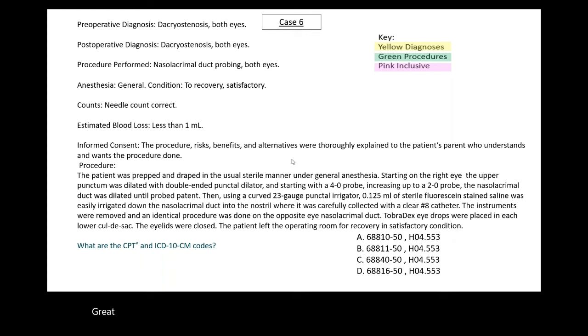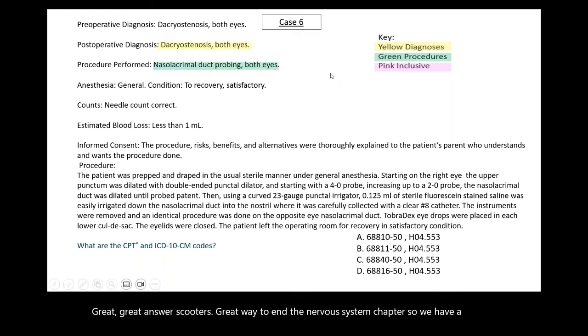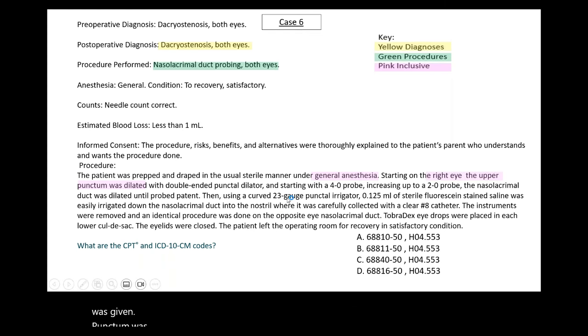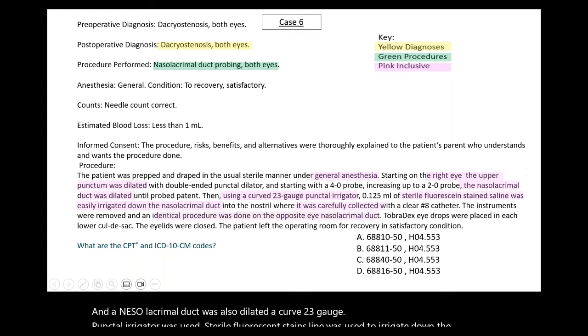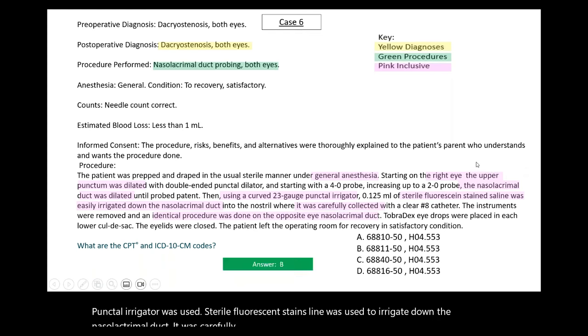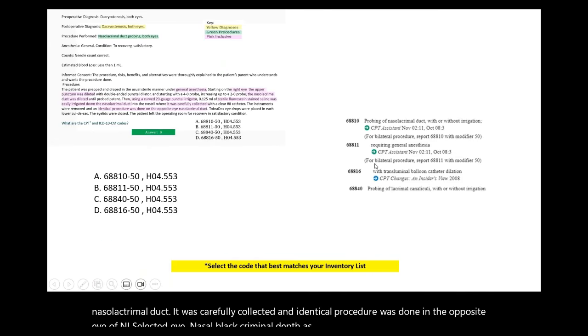Great answers, coders. Great way to end the nervous system chapter. So we had dacryostenosis of both eyes, nasolacrimal duct probing of both eyes as well. General anesthesia was given. The punctum was dilated, and the nasolacrimal duct was also dilated. A curved 23 gauge punctal irrigator was used. Sterile fluorescein stained saline was used to irrigate down the nasolacrimal duct. It was carefully collected. An identical procedure was done in the opposite eye nasolacrimal duct as well. The correct answer, as most of you have placed in the chat, is going to be option B.